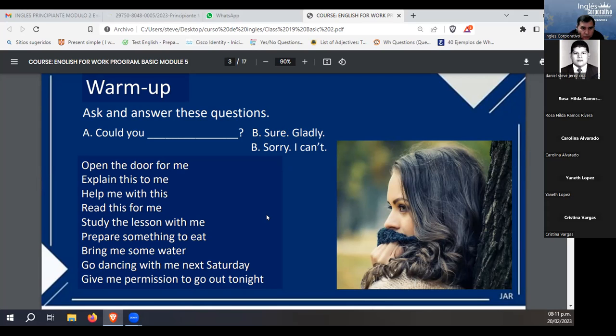Vaya, ahora que practiquen las dos compañeritas más. Uh-huh. ¿Con quién? Conmigo. Could you open the door? No. Could you please open the door for me? Sure, gladly. Una y una vamos. Could you please explain this to me? Sure, gladly. Y puedo responder con sorry, I can't? Yeah. Okay. Sorry, I can't.